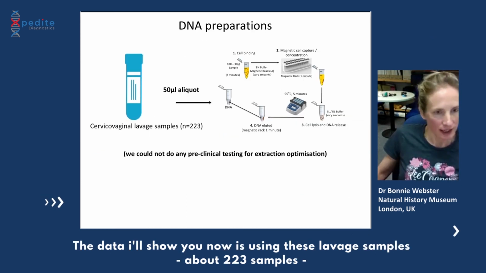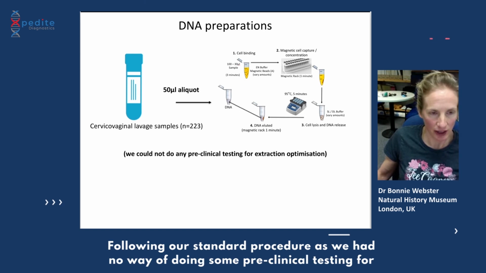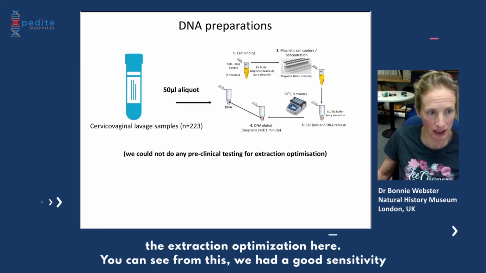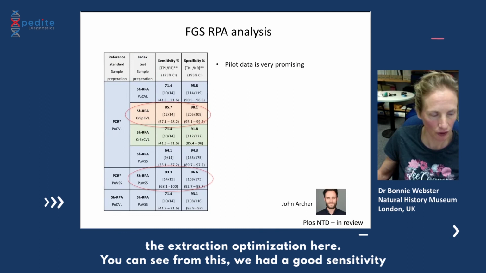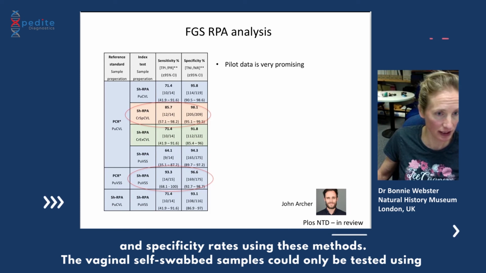So the data I'll show you now is just using these lavage samples, about 223 samples, and we were following our standard procedure again, really, as we had no way of doing some preclinical testing for the extraction optimization here as well. But you can see from this, we had good sensitivity and specificity rates using these methods.